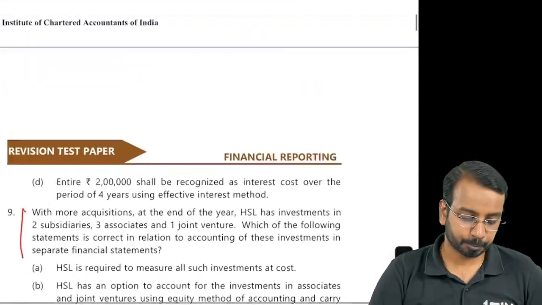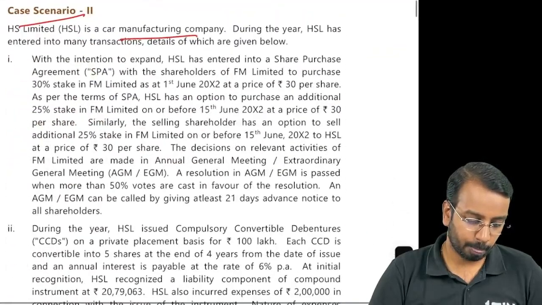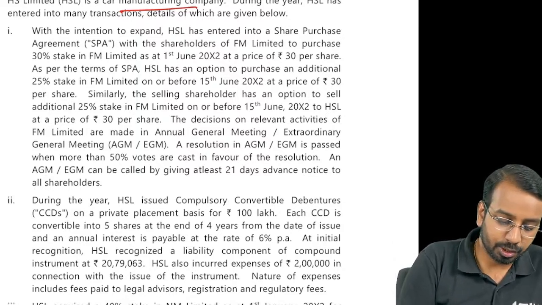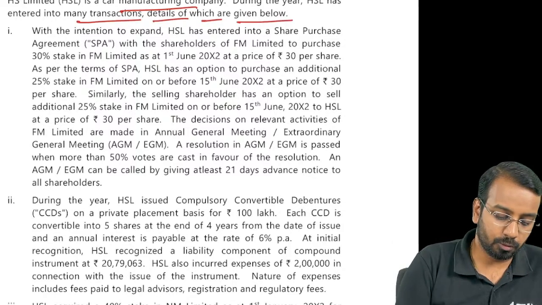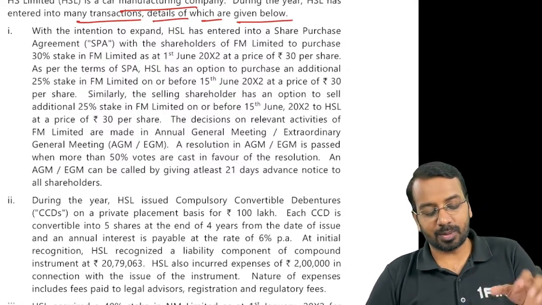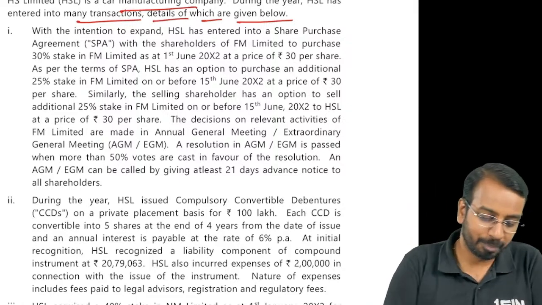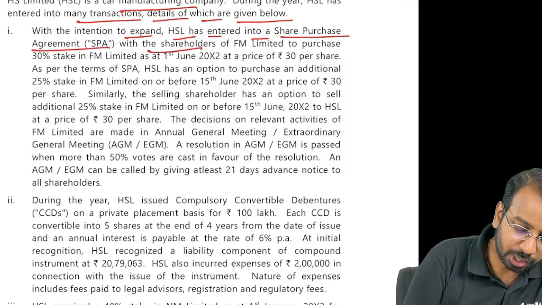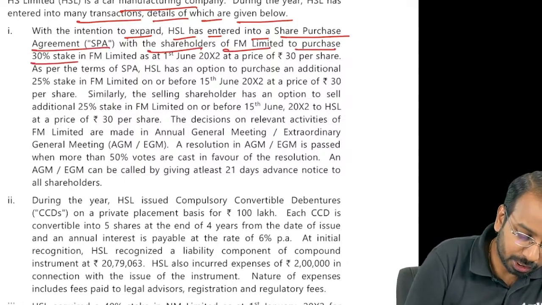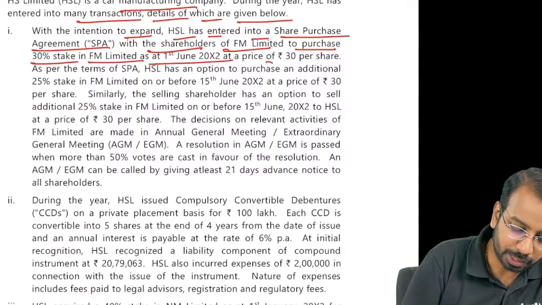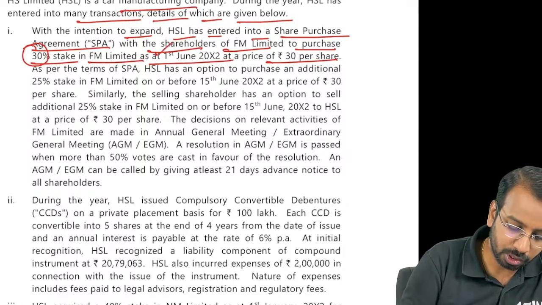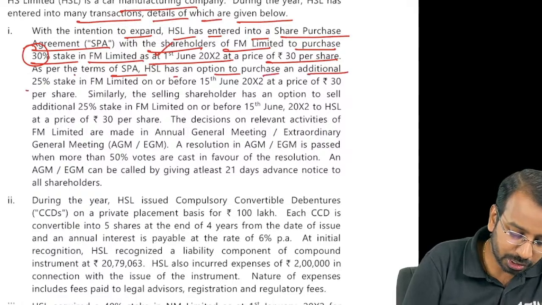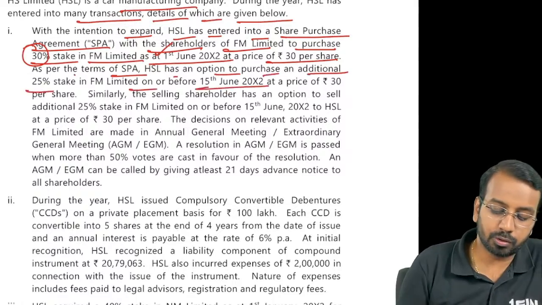Okay. So now again, let's read the case scenario. During the year, HSL has entered into many transactions, details of which are given below. So again, they are trying to create a case, but they are again giving multiple transactions independently. Okay. With the intention to expand, HSL has entered into a share purchase agreement with the shareholders of FM Limited to purchase 30% stake in FM Limited as on 1st of June at a price of 30. Okay, so 30% stake is purchased on 1st of June. As per the terms of the share purchase agreement, HSL has an option to purchase an additional 25% on or before 15th June at a price of 30.